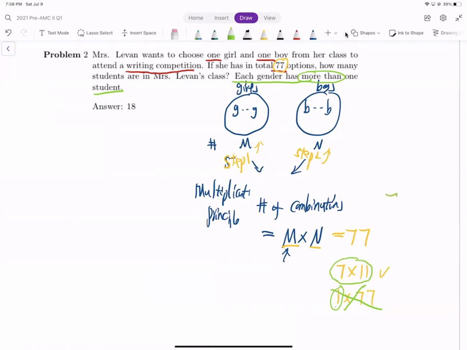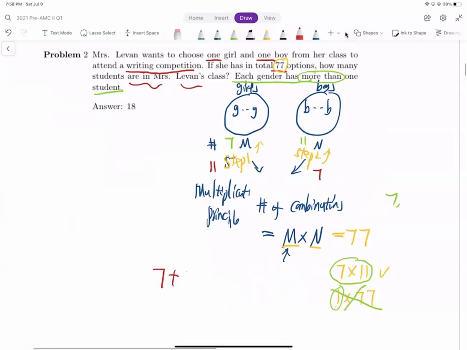That means either you have 7 girls and 11 boys, or you can have 11 boys or 7 girls. It doesn't really matter, because what we're looking for is how many students are in Mr. Lavan's class. So what you should get is 7 plus 11, which is 18.